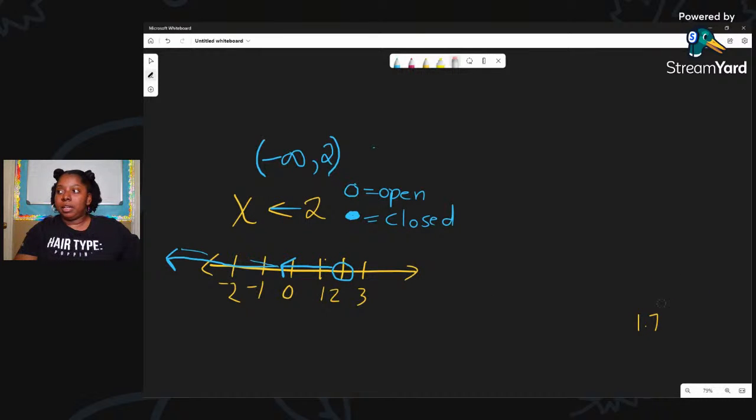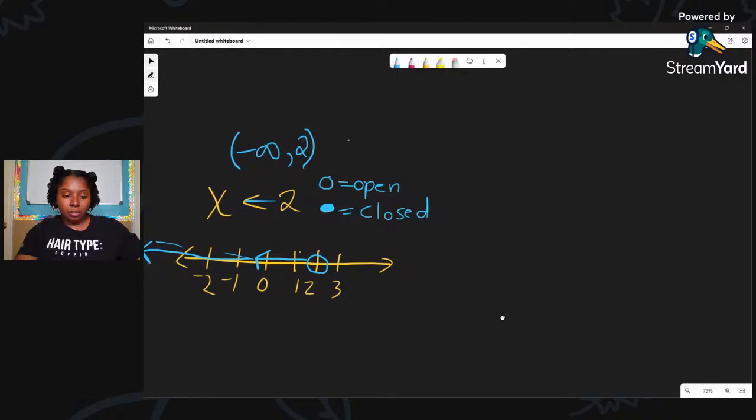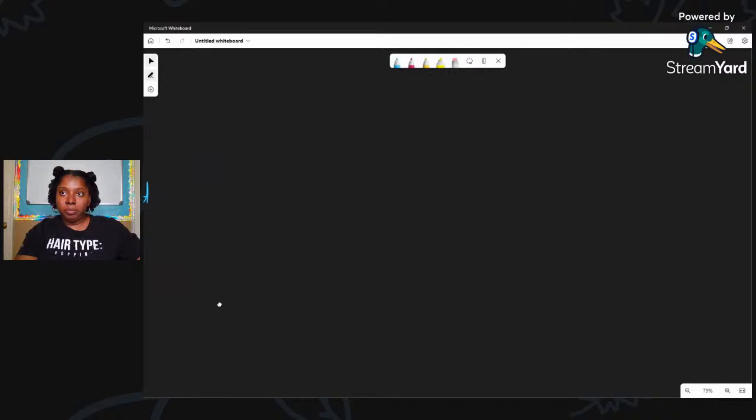Okay, hold on a second. All right, so now what if there was an equal to sign? So let me shift this over. So what if it said x is less than or equal to 2?